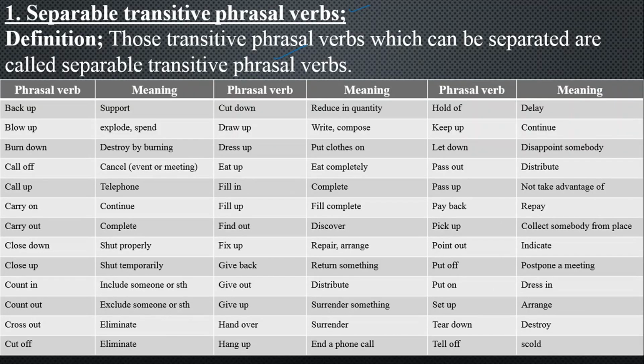Now these are your verbs which can be separated, meaning between the verb and adverb particle an object comes. That is known as a separable transitive phrasal verb. Now: back up, blow up, burn down, call off, call up, carry on, carry out, close down, close up, count in, count out, cross out, cut off.